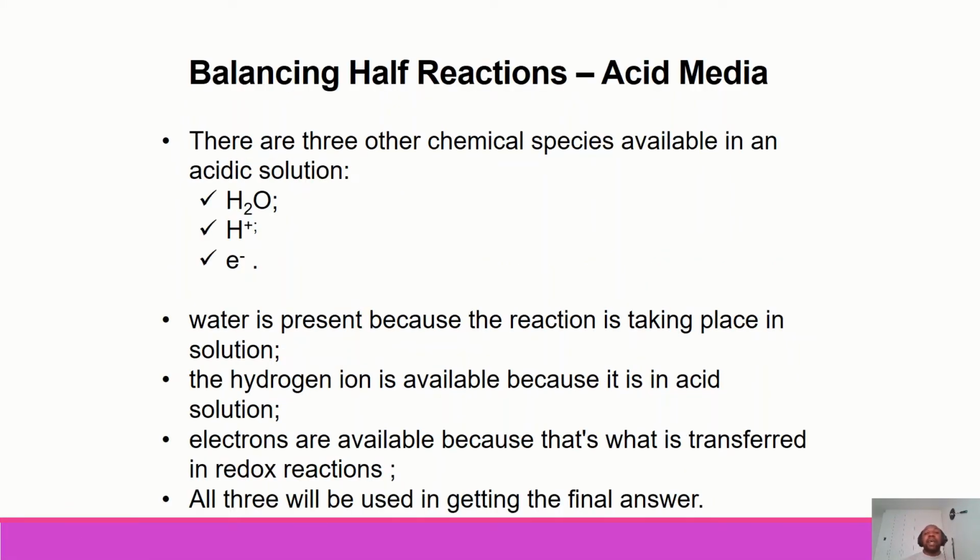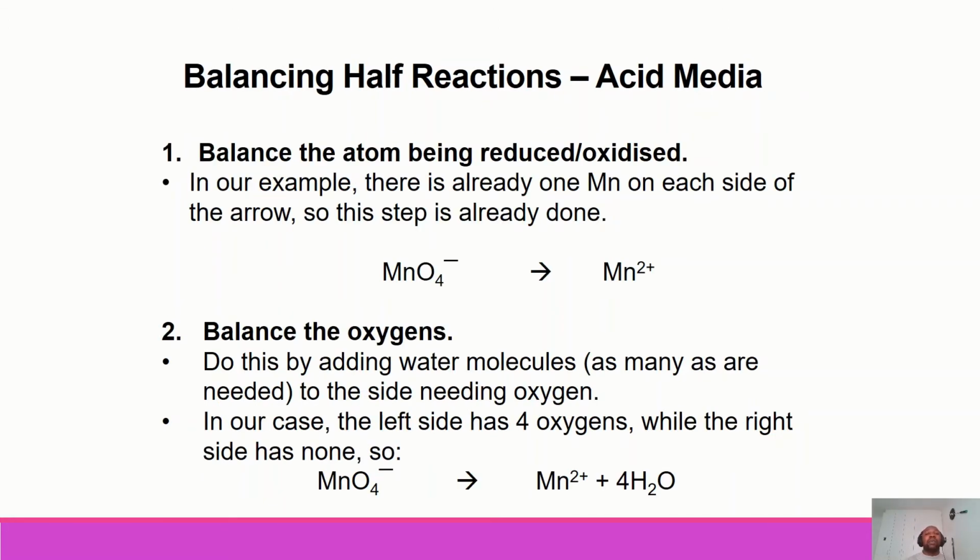So balancing half reactions, there are 3 other chemical species available in acidic solution. You have water, you have proton, and you have electron. Water is present because the reaction takes place in water. Hydrogen is available because it is an acid solution. The electrons are available because we have transfer of electrons, and that's what makes it a redox reaction. So all these 3 must be used in getting your final answer: the water, the proton, and the electron. So let's see the example that we're talking about.